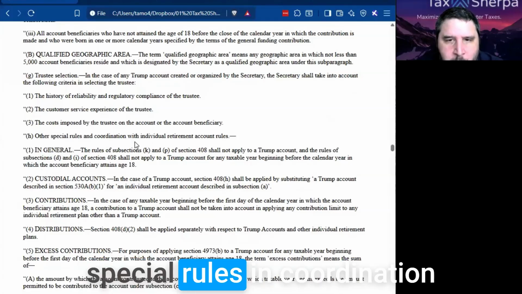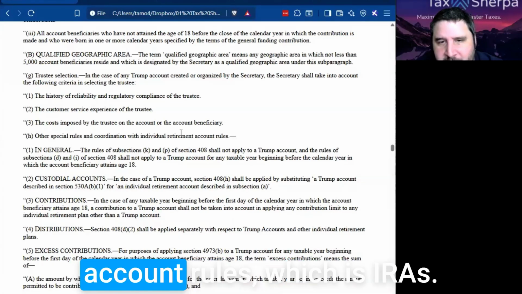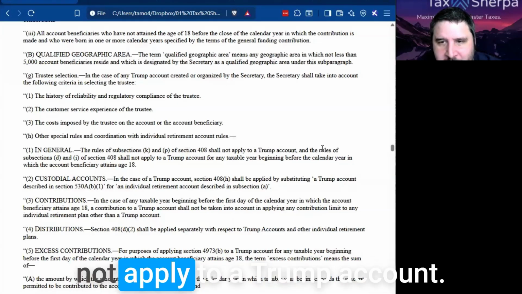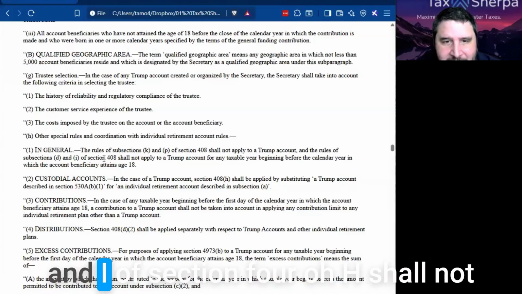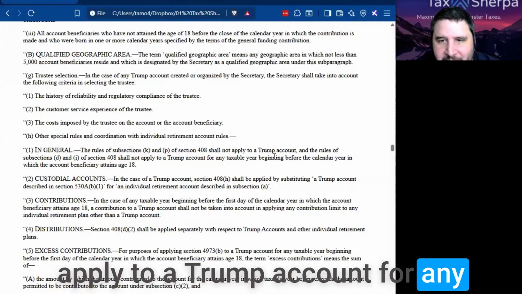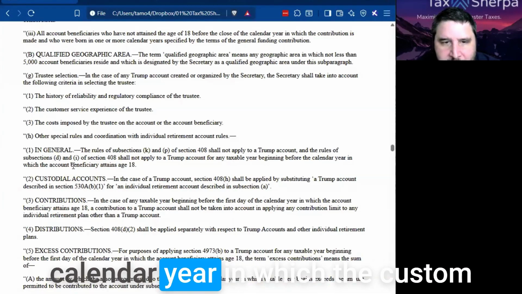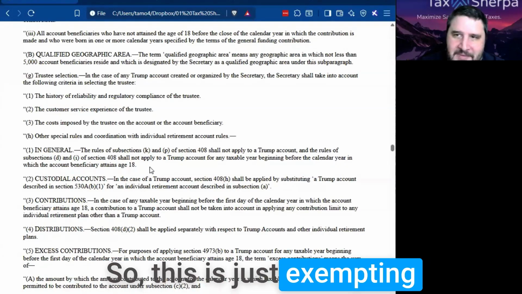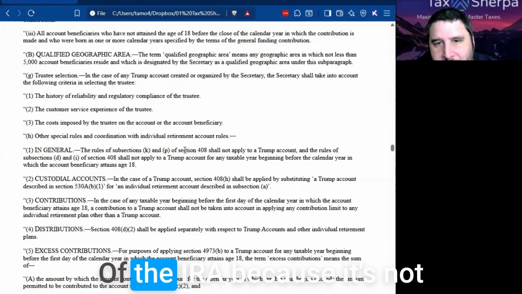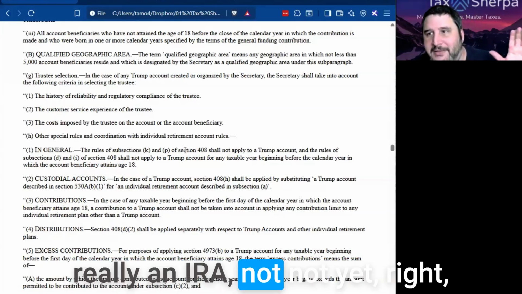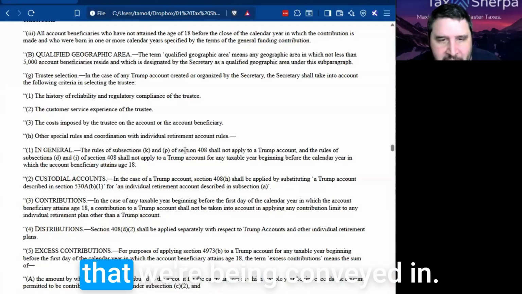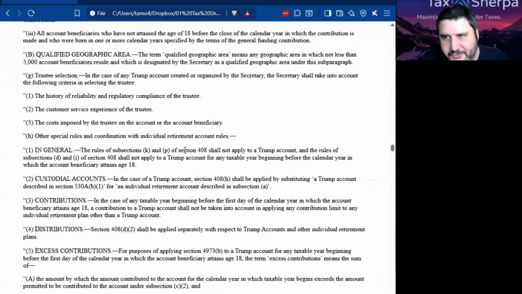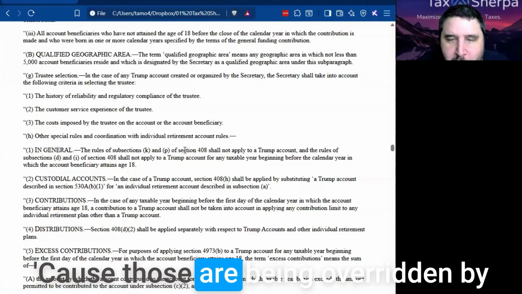Other special rules in coordination with individual retirement accounts, which is IRAs. Subparagraph, the rules of subsections (k) and (p) of section 408 shall not apply to a Trump account, and the rules of subsections (d) and (i) of section 408 shall not apply to a Trump account for any taxable year beginning before the calendar year in which the account beneficiary attains age 18. So this is just exempting certain sections of the IRA because it's not really an IRA, not yet, right? Because it's a special thing that we're being stated. So they're just carving out penalties and treatments and that kind of thing, because those are being overridden by this new section.